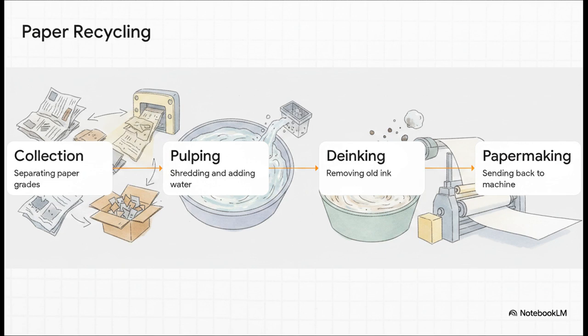First is collection and sorting, where automated scanners separate the different grades of paper. Second is pulping, where the paper is mechanically shredded and chemically mixed with water right back into a slurry. Third is de-inking, to strip away old text and images. And fourth is paper making, where that nice clean pulp is sent right back onto the Fourdrinier machine.